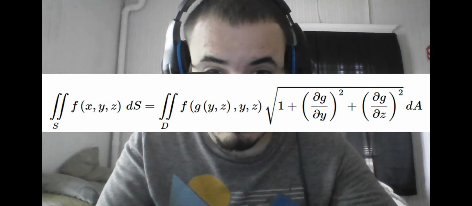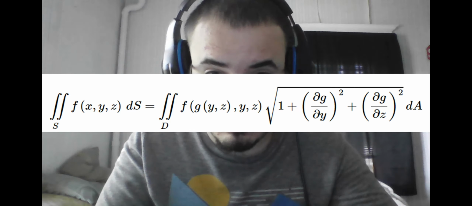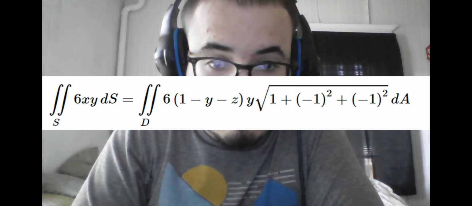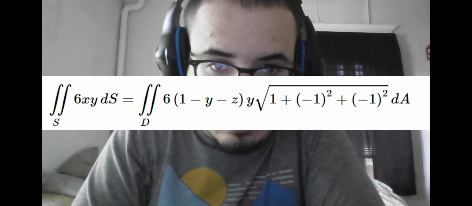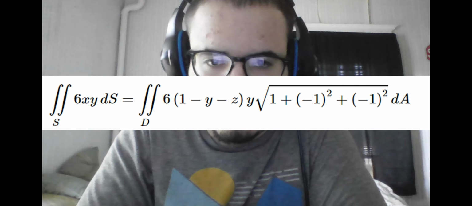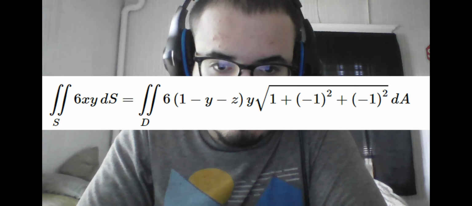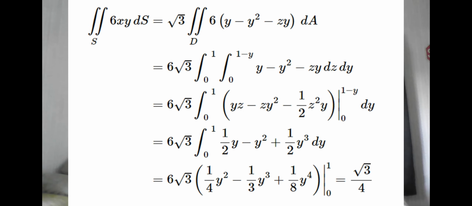We now compute the double integral using that formula, making sure to do the appropriate step of replacing x with the equation we found, and then simplifying the work using algebra methods we already know, then plugging in the limits for y and z found, and then finally doing it as a normal double integral, and we get a final answer of square root of 3 over 4.